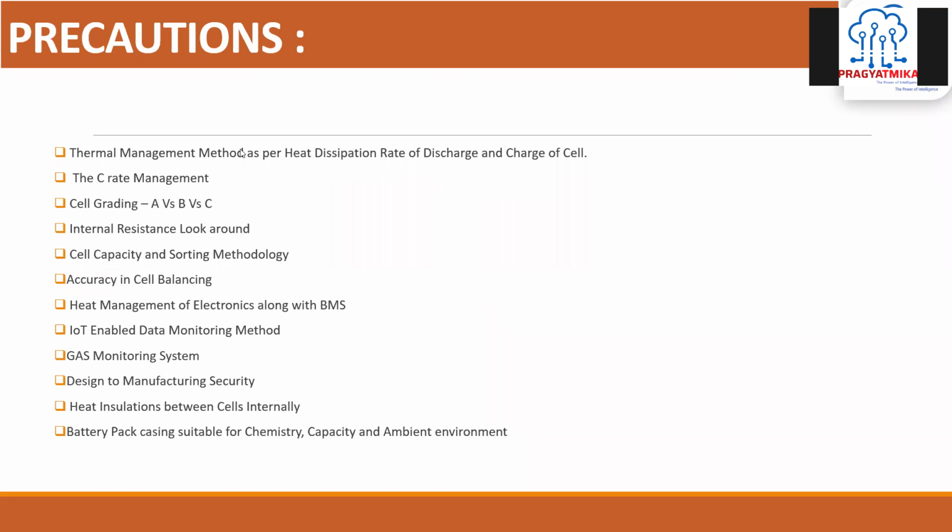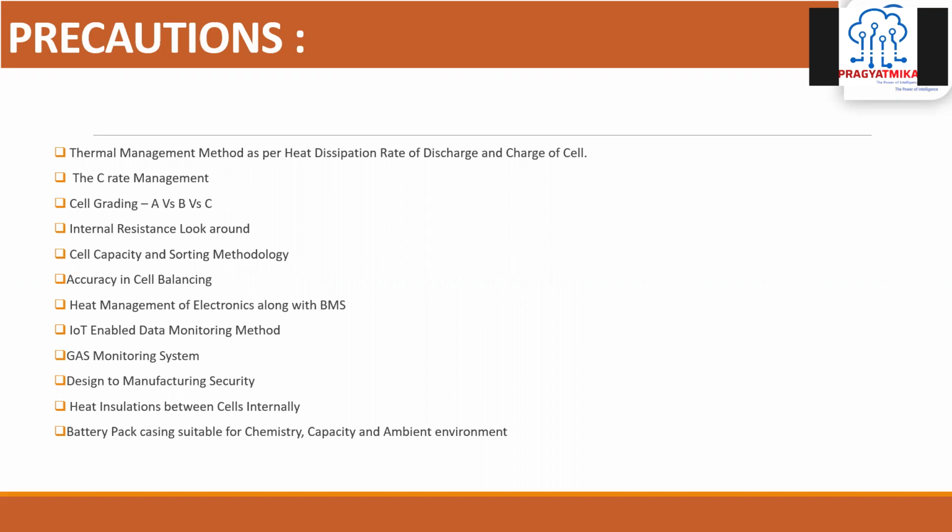The C rate management. Whatever C rate the battery pack is supporting for charging and discharging, you should have the powertrains as per that. Grading of the cells you should be doing. The internal resistance you need to sort, and only similar values of internal resistance should be in one pack. So we should have cell grading and cell sorting machines. The capacity sorting machine we should definitely have in our process.